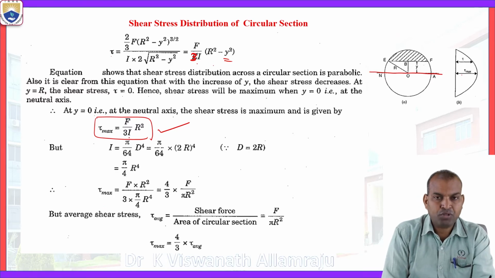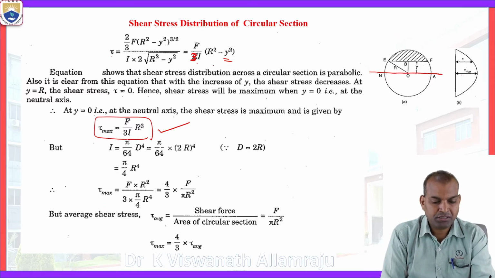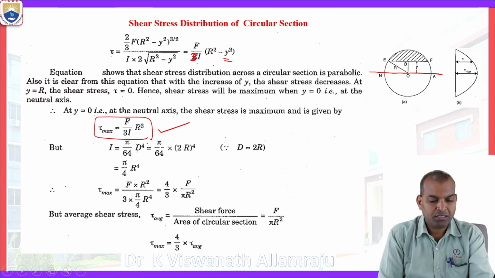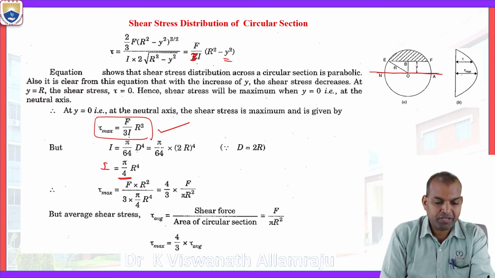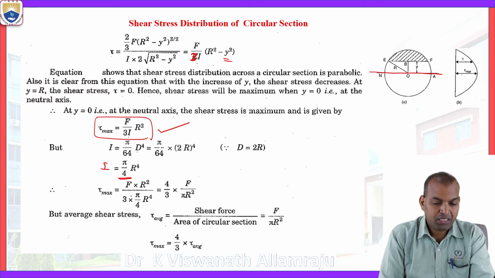Now I equal to, again for circular section, the I value becomes pi d power 4 by 64. In the place of d, substitute 2r. Then it becomes pi r power 4 by 4. Substitute back in the place of I in the equation, where I is pi r power 4 by 4. After simplification, the maximum shear stress equals 4/3 times F by pi r square.